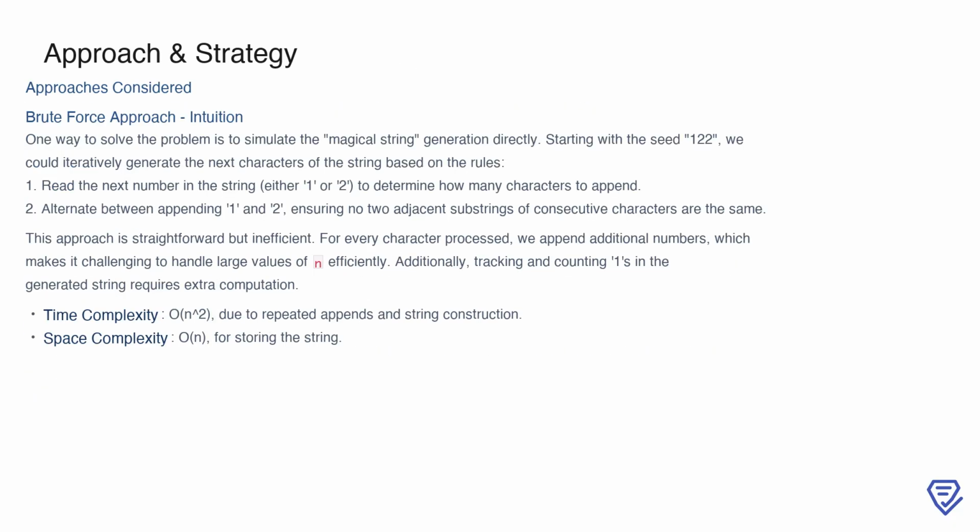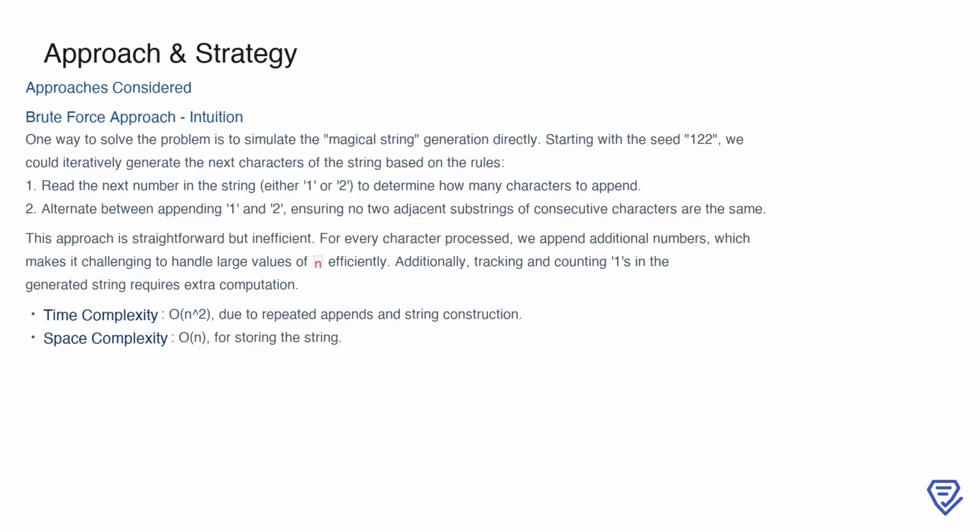To tackle the problem of generating the magical string, one approach is to simulate its construction directly using a brute force method. The process starts with the seed string 122 and follows the rules to iteratively generate subsequent characters. Specifically, we read the next number in the sequence, either 1 or 2, to determine how many characters should be appended next. These appended characters alternate between 1 and 2, ensuring that no 2 consecutive groups are the same. While this approach is conceptually simple and provides a clear way to construct the string, it's computationally expensive.